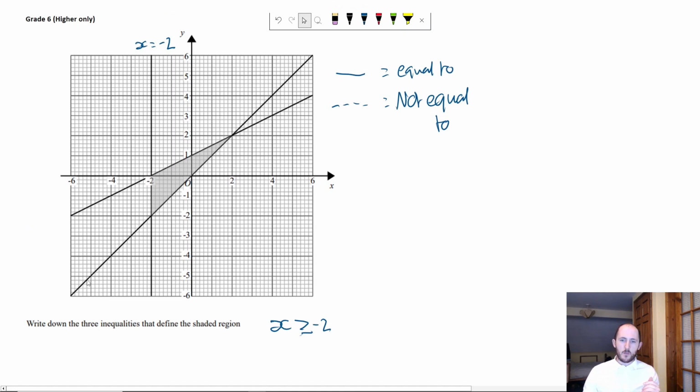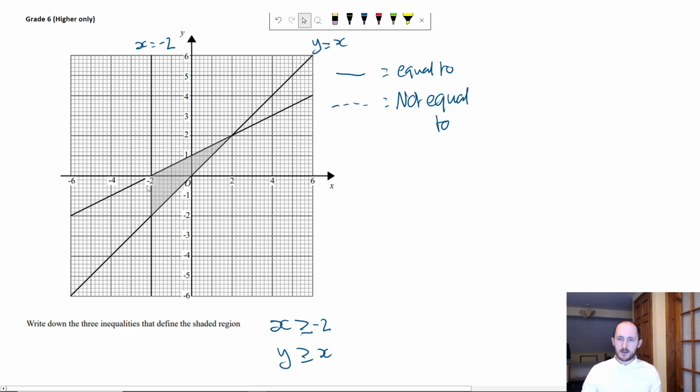What's the next easiest line? Well, I like the look of this diagonal line that goes through the origin, because that is just going to be y equals x. Nice and easy. And once again, I ask myself, is it greater than x or is it less than x? So is y greater than x or less than? Well, if you look, the shaded region is above the line, which means it's bigger than. So you're going to have y is greater than or equal to x.